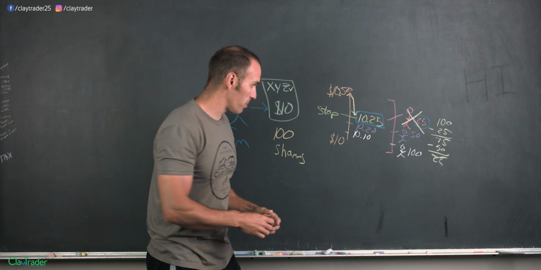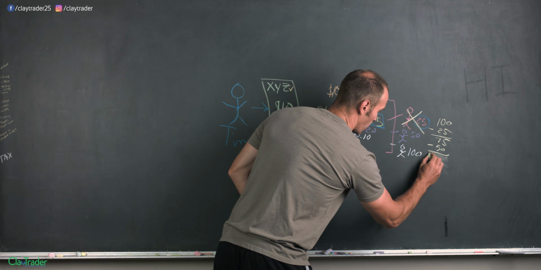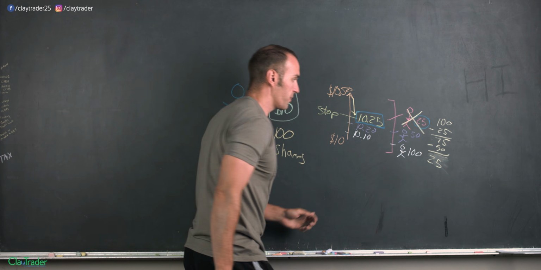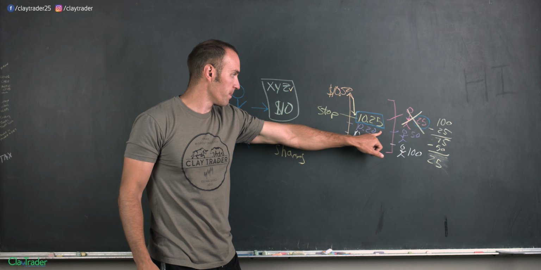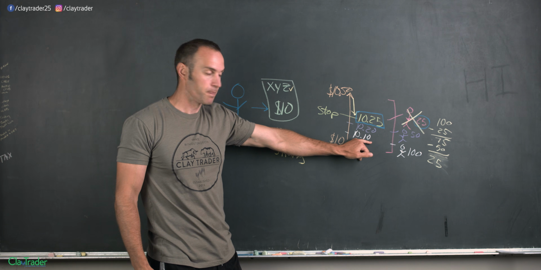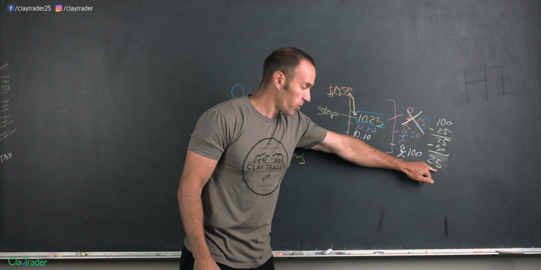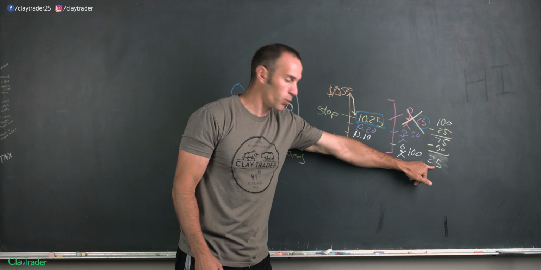But we still have the problem, right? This person still has 25 shares left. Well, okay, where's the next buyer at? Well, the next buyer, according to our story, is down there at $10.10. So this person still needs to sell 25.